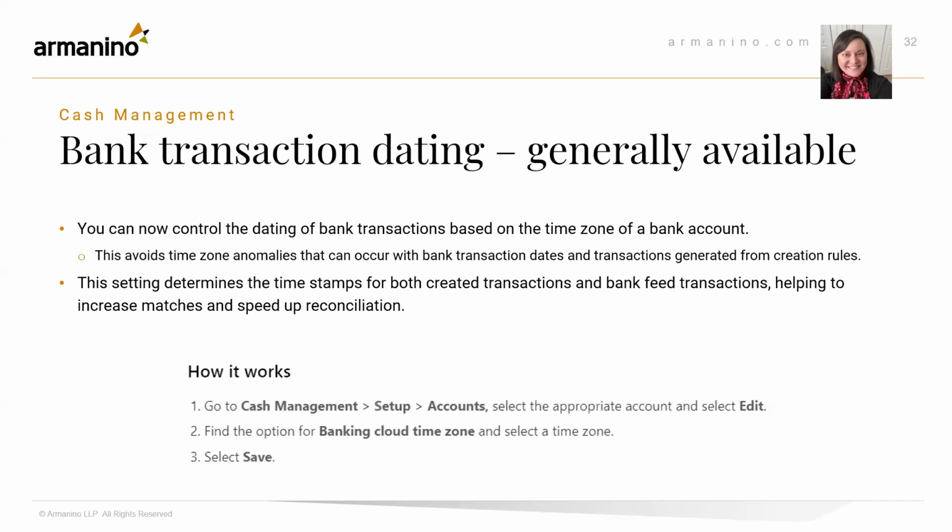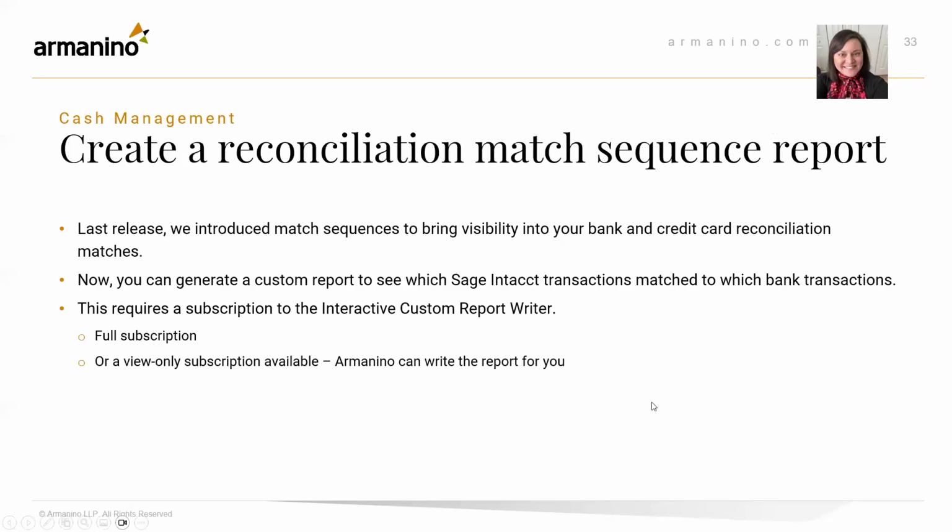So how this works is you'll go into cash management, set up accounts. You'll select the appropriate account and click edit. And then you can find the bank cloud time zone feature and enable your time zone. And then, of course, as Todd mentioned, always select save. So you want to do that for each of your bank accounts.